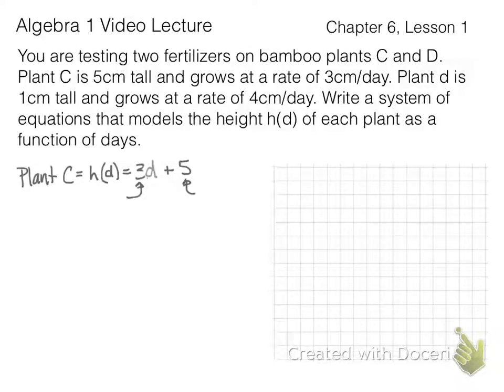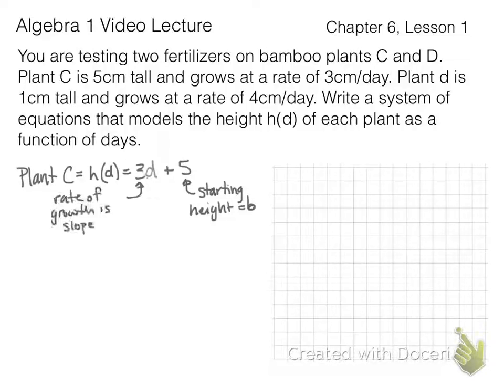So the number of days it grows times 3 is how many centimeters it grows from its starting point. And the starting point is the height it starts at on day 0. How tall was the plant when I started my experiment? I don't necessarily care about the days before I started, because if I really did, I would have started my experiment earlier. But since I'm starting with a plant that has already started growing, I have to take that into account. So the starting height of plant C was 5 centimeters.